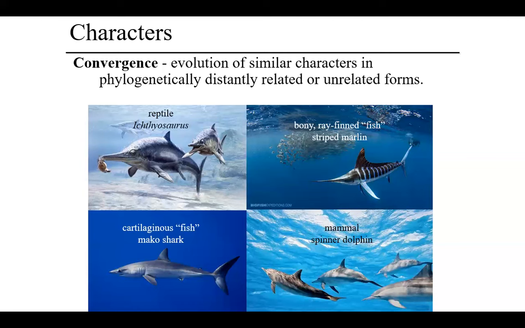An ichthyosaur and a dolphin don't have a common ancestor that's living in the water and breathing air. They have an ancestor that's breathing air, but up on land. Super, super cool. Any other observations about these?